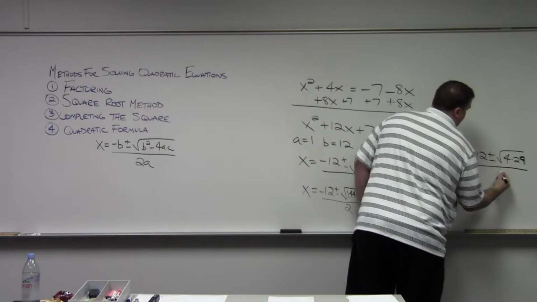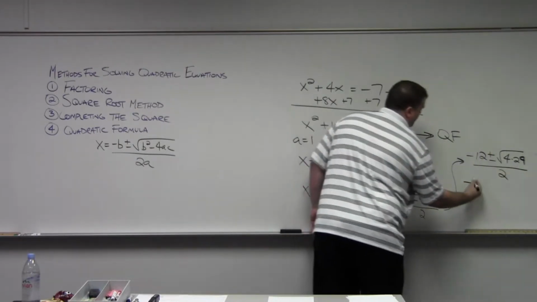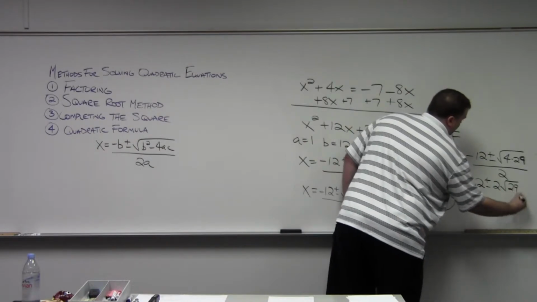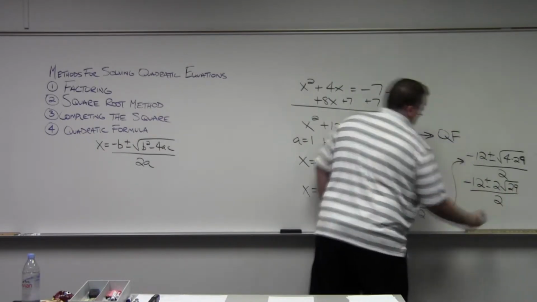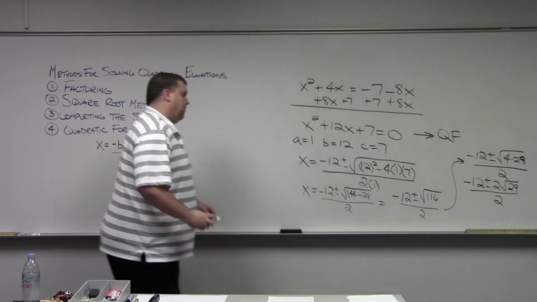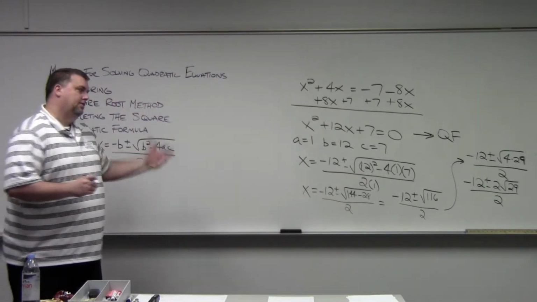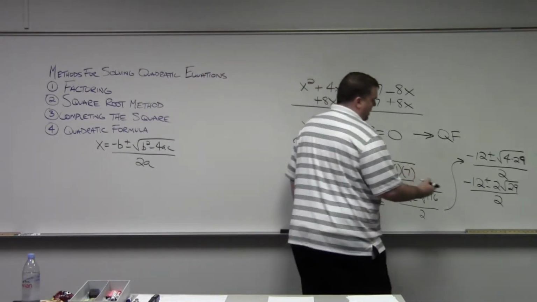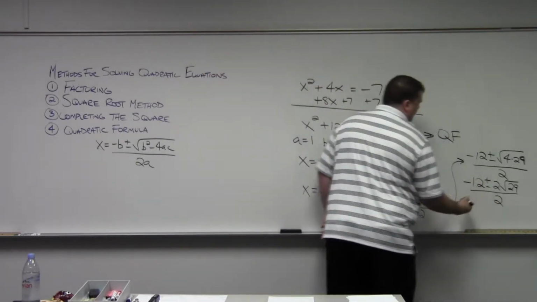Once again, what's the square root of 4? Yep, so that's going to come out. And 29 I can't do much with. So I have a fraction. I've already simplified my radical. Can I simplify that fraction any further? Yeah, I can divide that 2 in there because 2 goes into both of those.